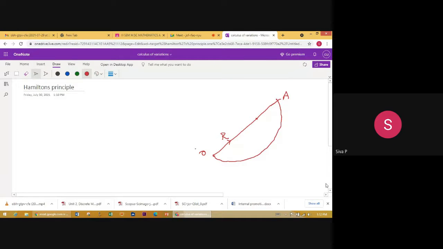Angles in point B is the origin to point is this line. The line is R. This line is R plus delta R.